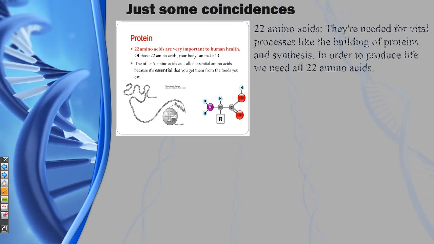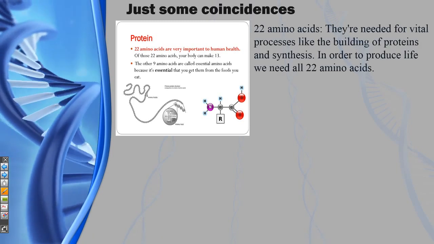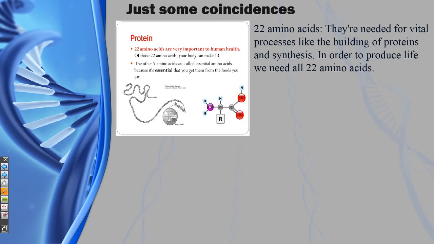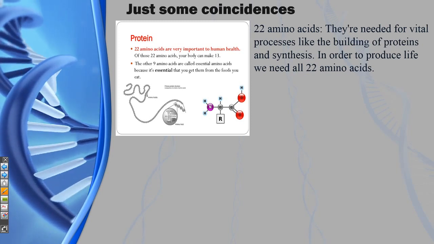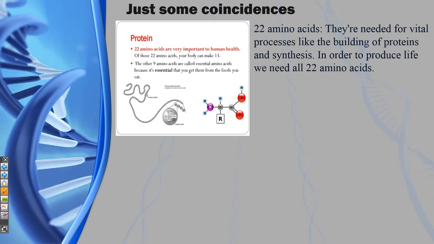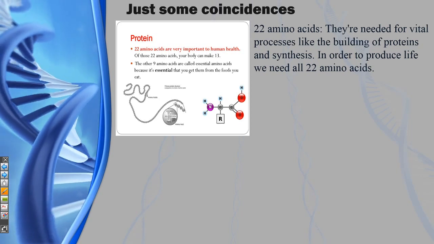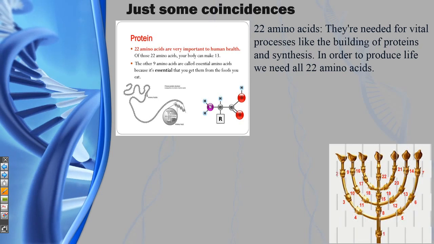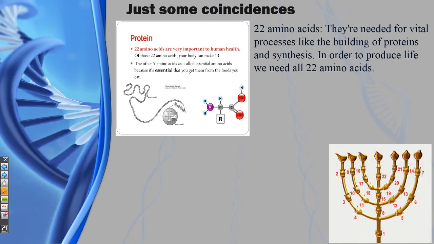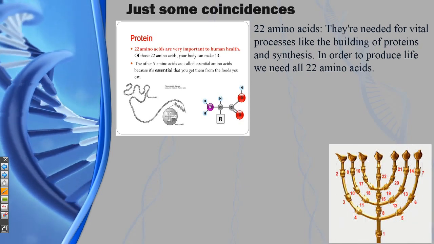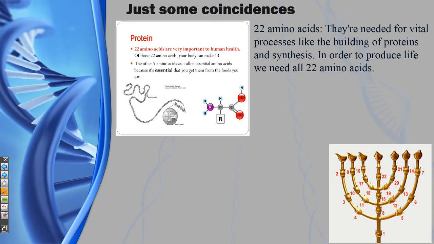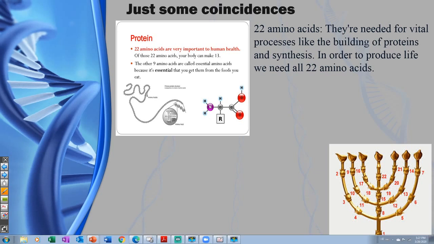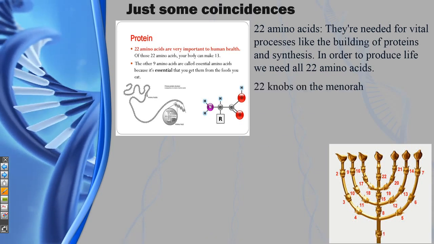I just want to show you the 22 amino acids. They are needed for vital processes like the building of protein and synthesis. We'll talk about that next week. In order to produce life, we need all 22 amino acids. There are 22 knobs on the menorah. Okay. Just so happens. These are all coincidences, I'm sure. Okay, so as we know, 22 knobs on the menorah.